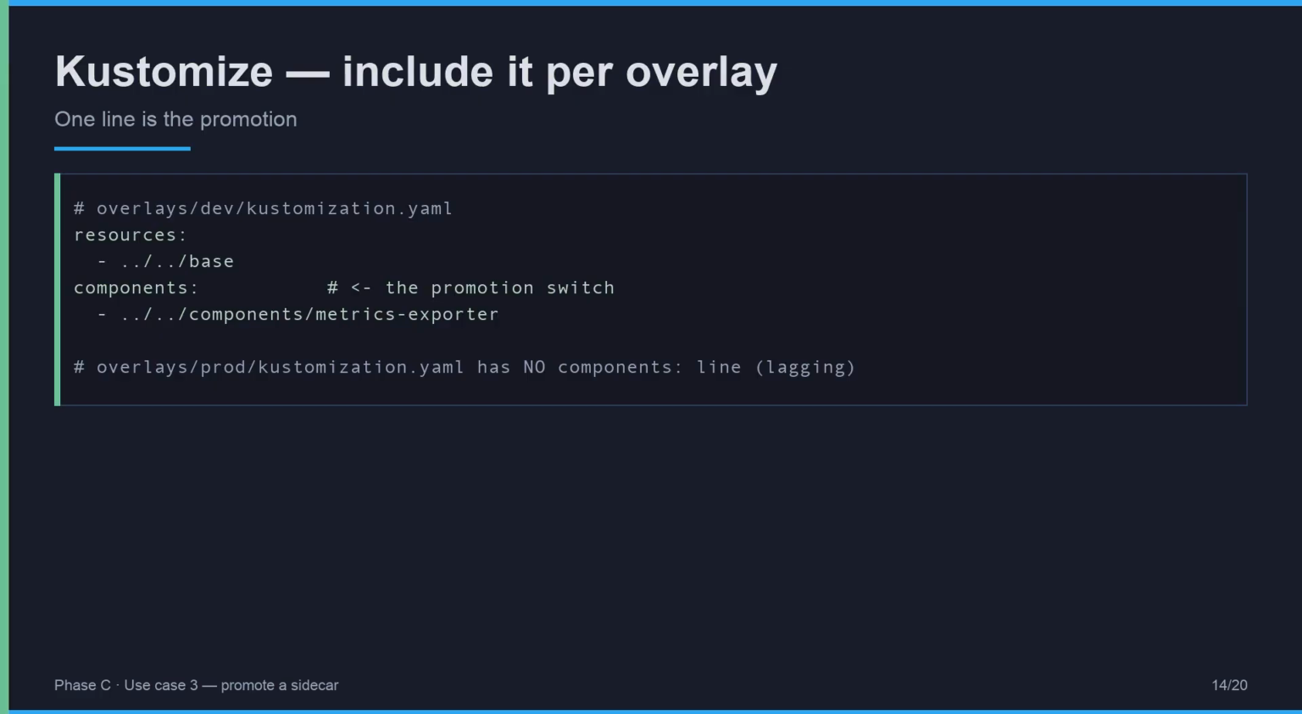The dev overlay lists the component in its components block, so dev gets the sidecar. The prod overlay has no such line, so prod does not. To finish the rollout, you add this same components block to prod's overlay. One block, fully reviewable, and the sidecar appears in prod.